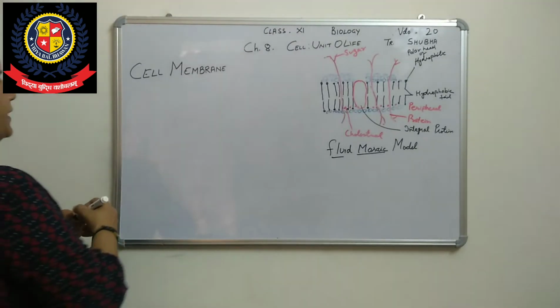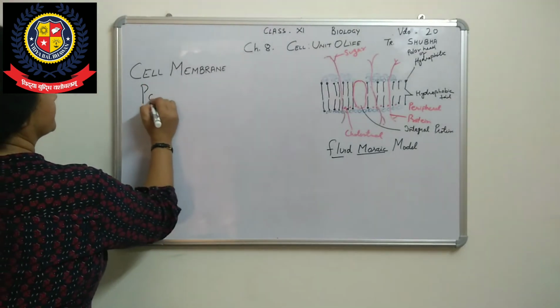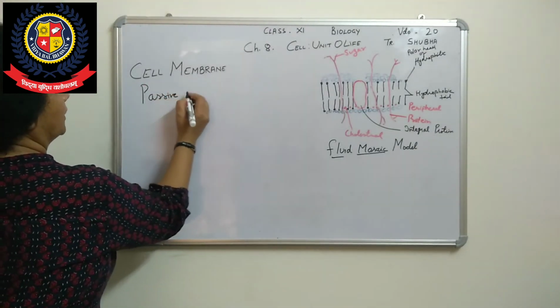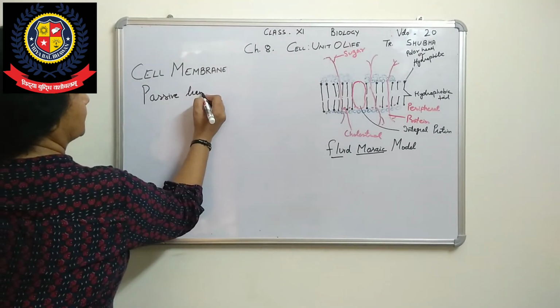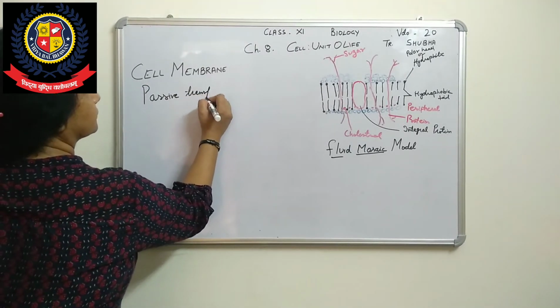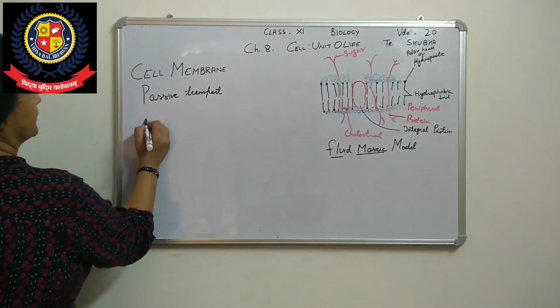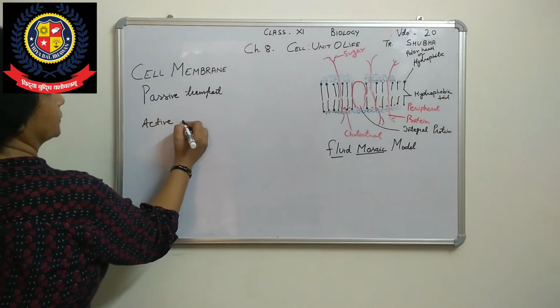So there are simple names for the transport. One is called passive transport. The second one is active transport.